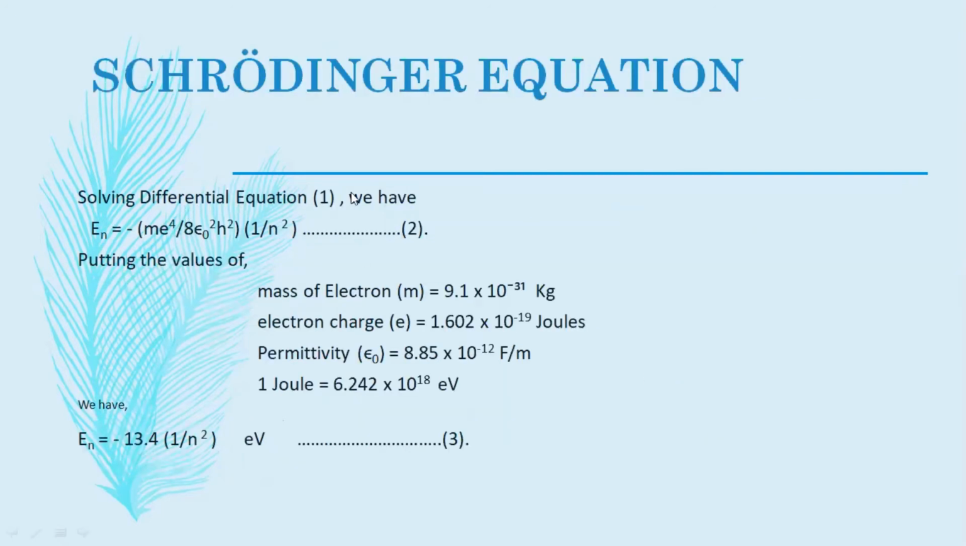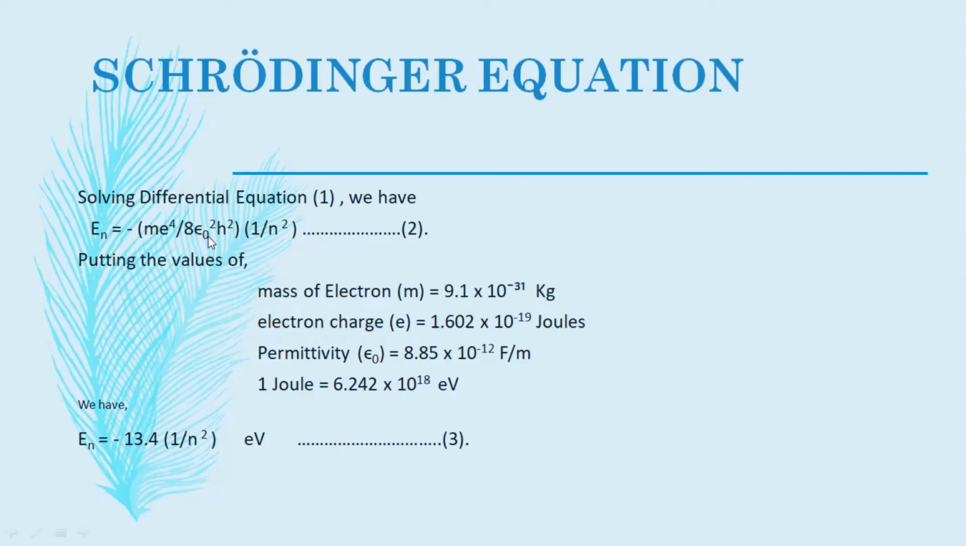I'm not interested in solving this differential equation here; you can do it on your own. The solution for En is m e⁴ divided by 8 ε₀² h², into 1 upon n², where m is the electron mass, having value 9.1 × 10^-31 kg, and e is the electron charge, 1.602 × 10^-19 coulomb.